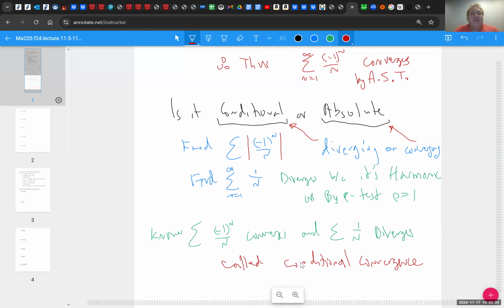Let's do some more examples, so maybe it'll become a little bit more familiar in terms of how we think about these and what names we use for them.